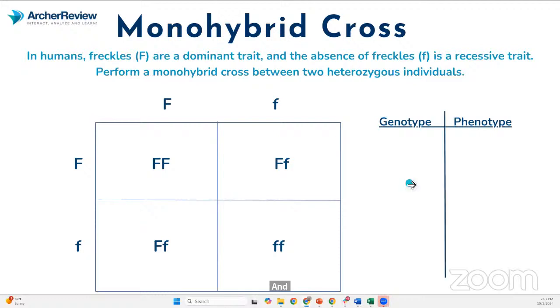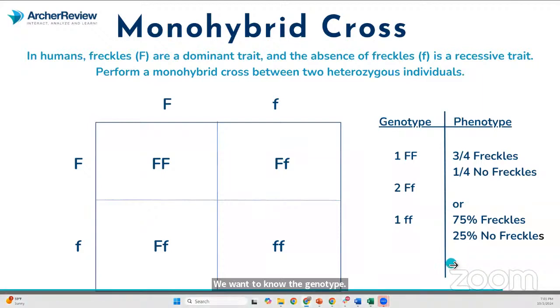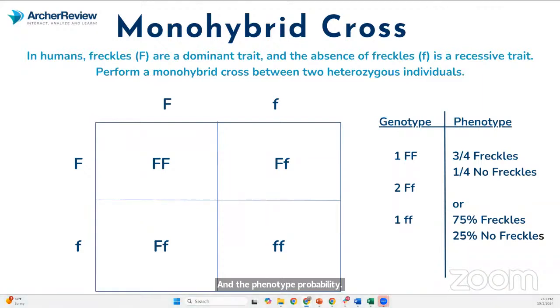You guys rock. All right, so when we look at a monohybrid cross like this, we want to know the genotype and the phenotype probability. And so that's what we're going to look at next. So in this case, then we see that our genotype is that we would have a 1 out of 4 possibility of having the homozygous dominant FF, capital Fs. We have a 2 out of 4 possibility of the heterozygous, capital F, lowercase f, and a 1 out of 4 probability of the recessive, lowercase f's together.